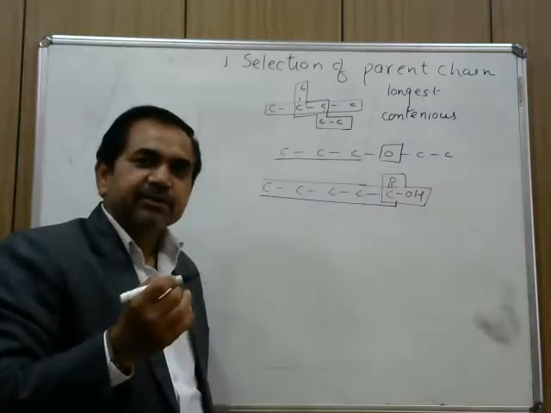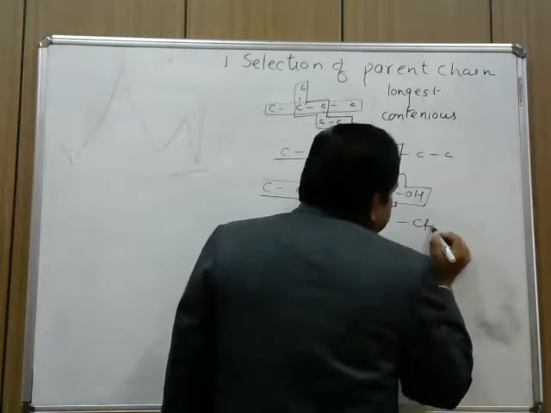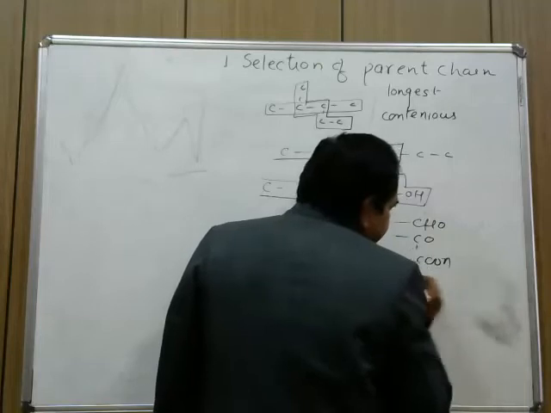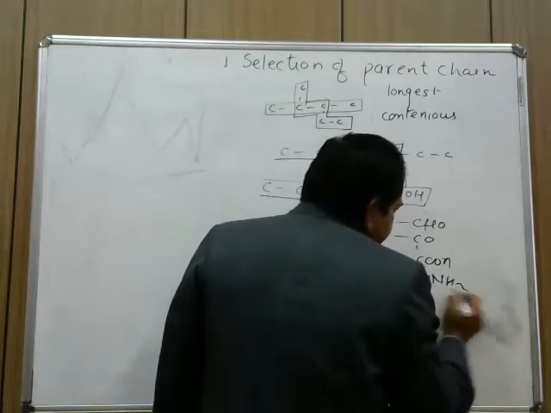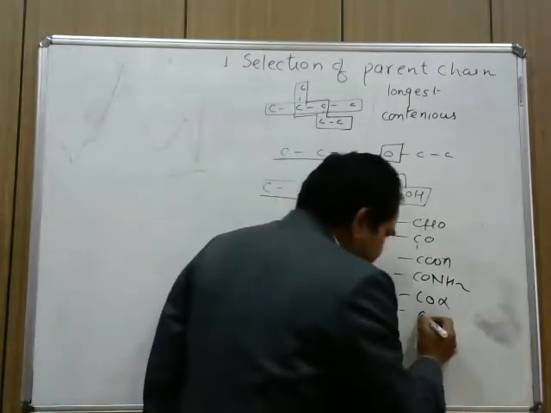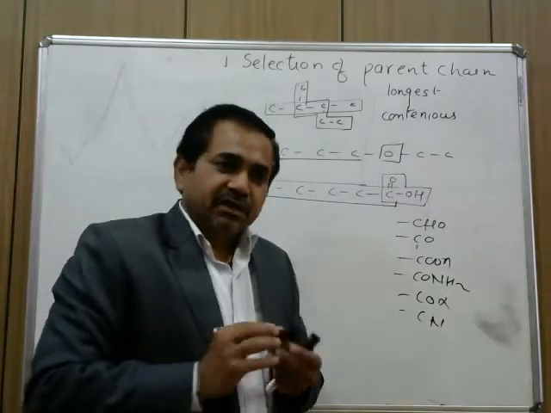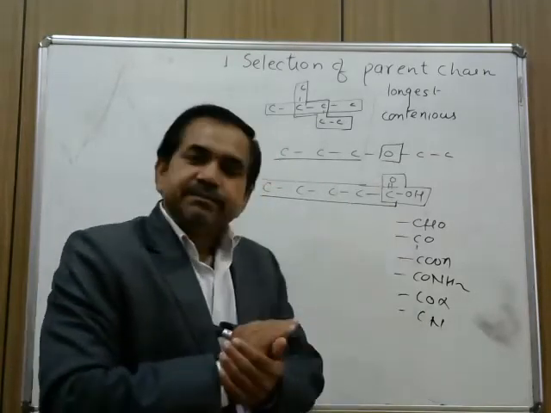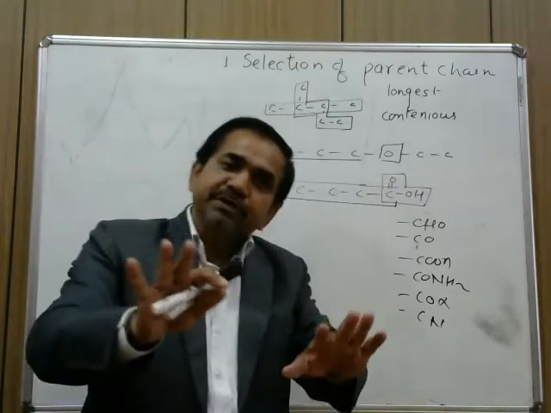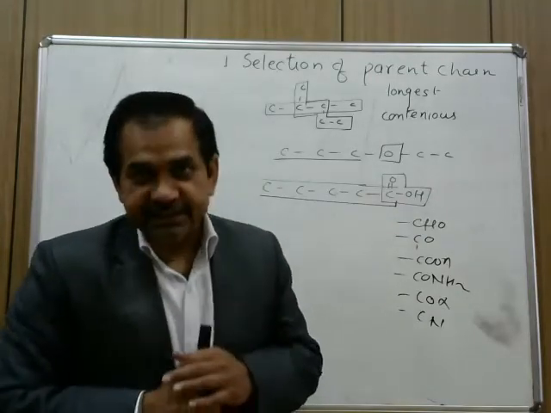There are many functional groups that contain carbon. CHO, CO, COOH, CONH2, COX, and so on. So there are many functional groups which also contain a carbon atom. So the carbon atom of functional group should also be included in the chain and is counted for the chain length.